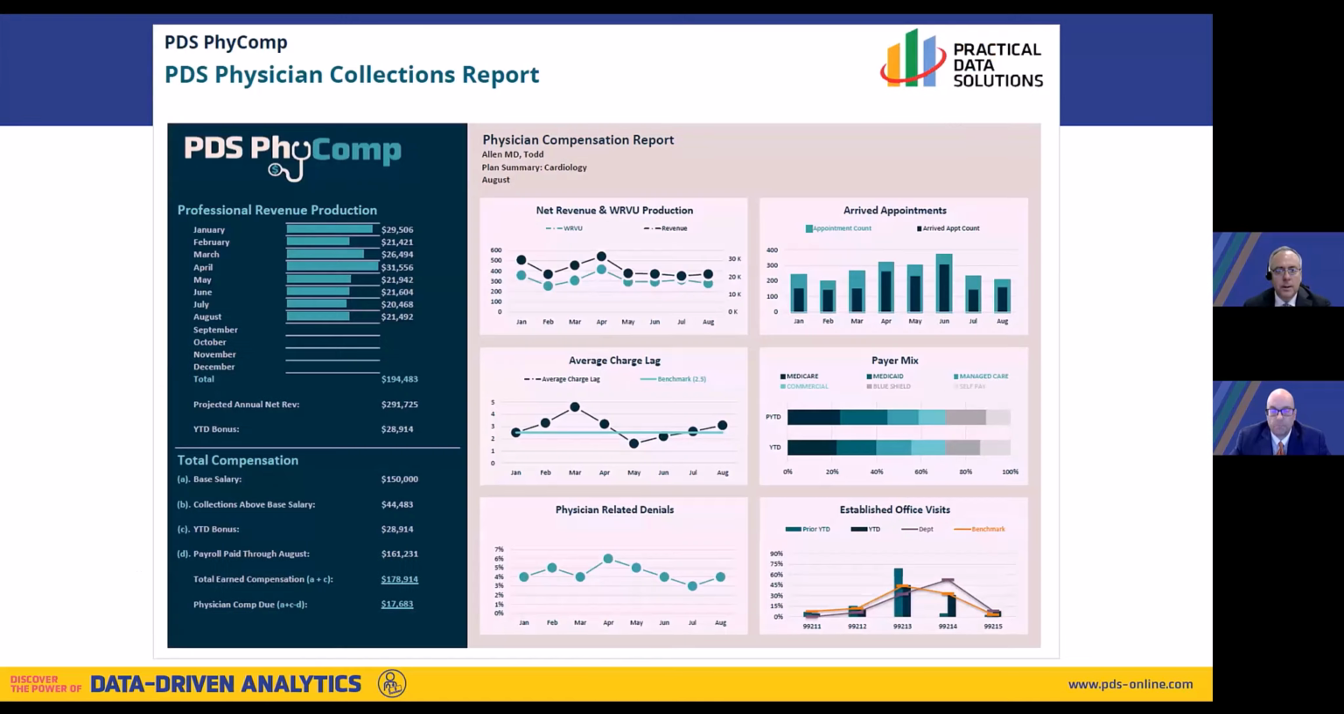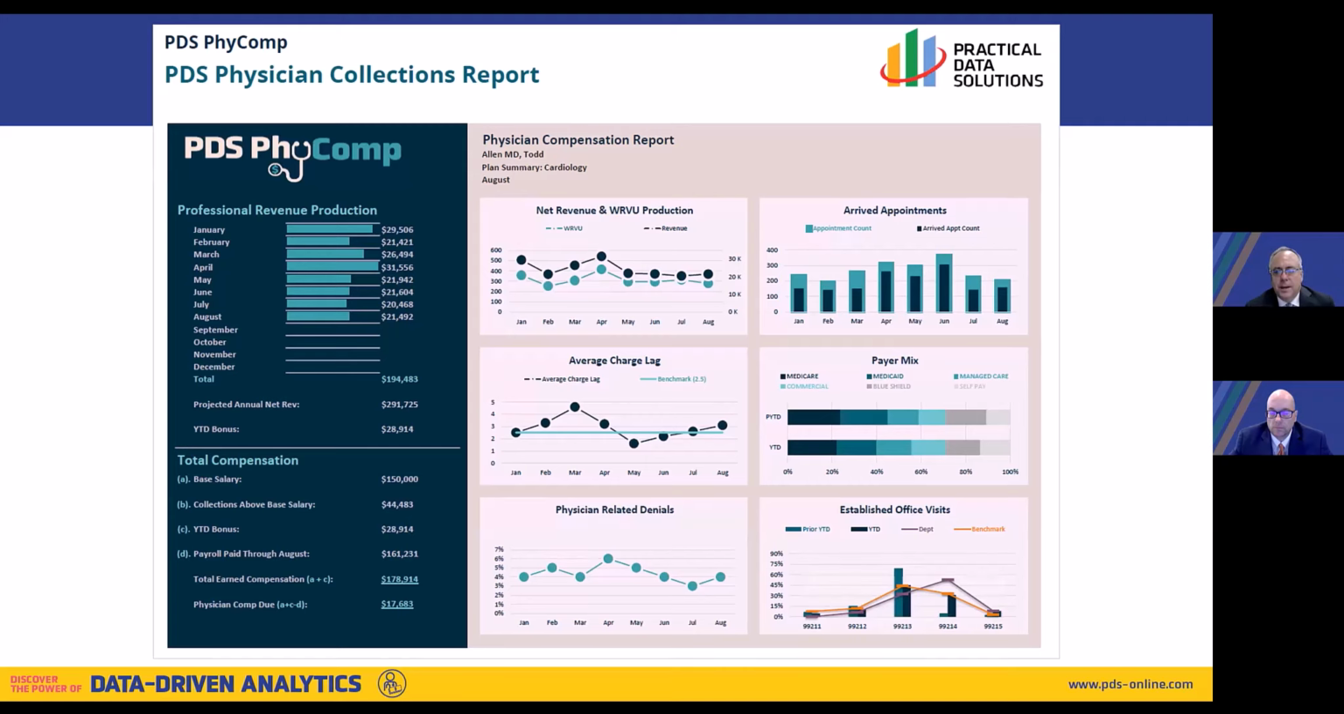So in any case, another plan, one of the more common plans that you might see, is a revenue production or collection type plan. Many people know this as the eat what you kill type plan. The idea here is that physicians are bonused on the amount of revenue that they help bring in.